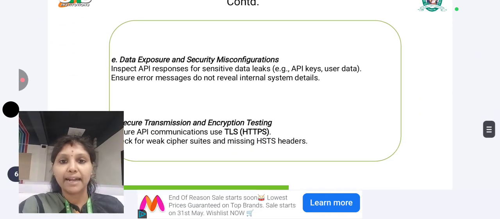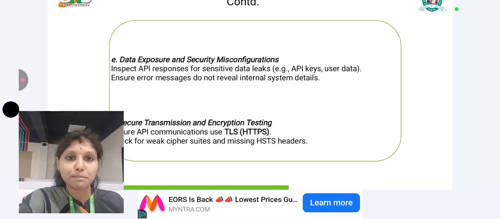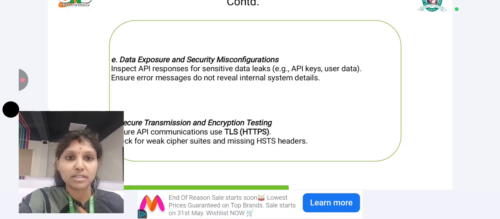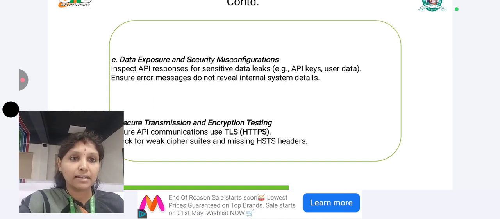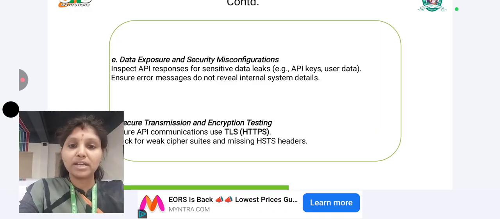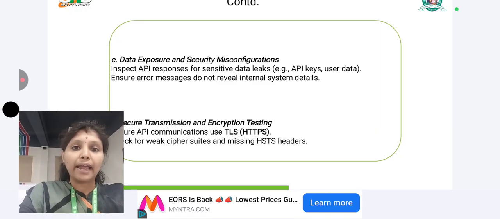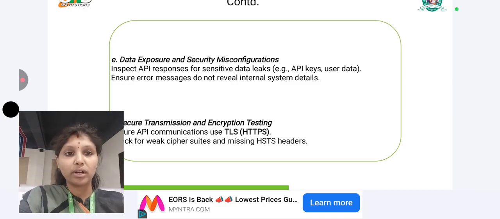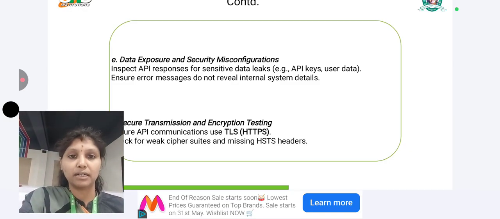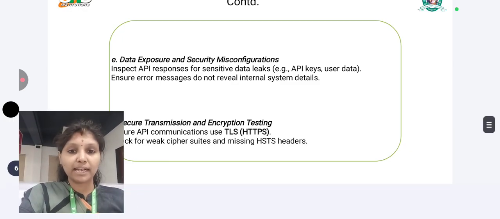Next thing is data exposure and security misconfigurations. In order to inspect the application programming interface responses for sensitive data leaks, for example API keys and user data, and to ensure the error messages do not reveal internal system details, because internal sensitive system data can be affected, right? So all of that we are going to secure in an effective manner with the help of some authorizations.